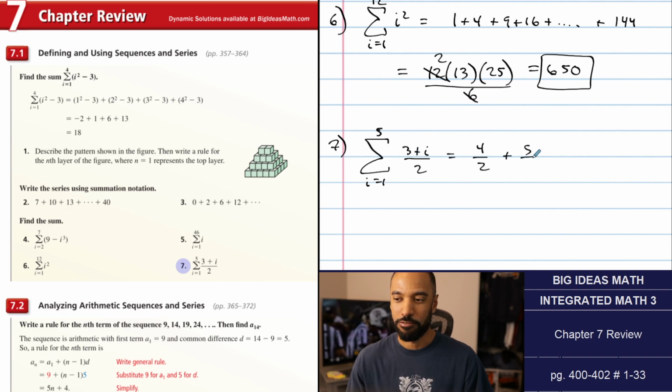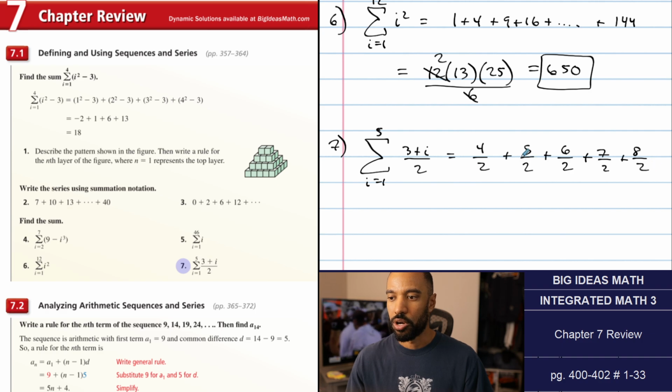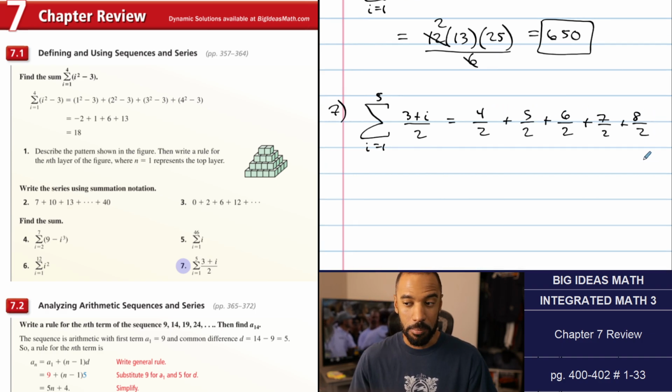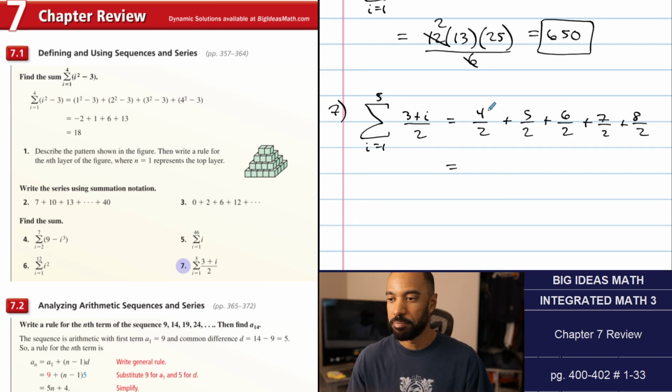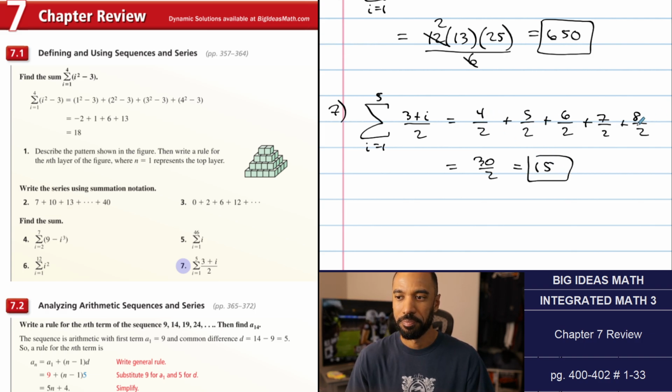You plug in 2, you get 5 over 2. You plug in 3, you get 6 over 2. Plug in 4, you get 7 over 2. And plug in 5, you get 8 over 2. So I can add all these up on top, kind of divide them by 2 later, right? 9, 15, 22, 30, and 30 over 2 gives me 15. Kind of easier to do that than to make these separate in that way.